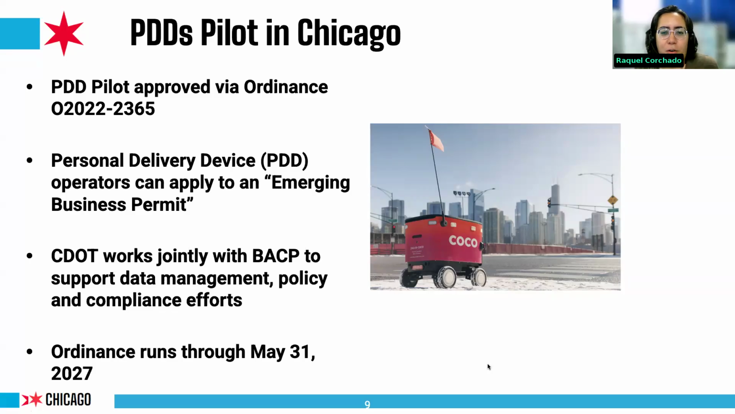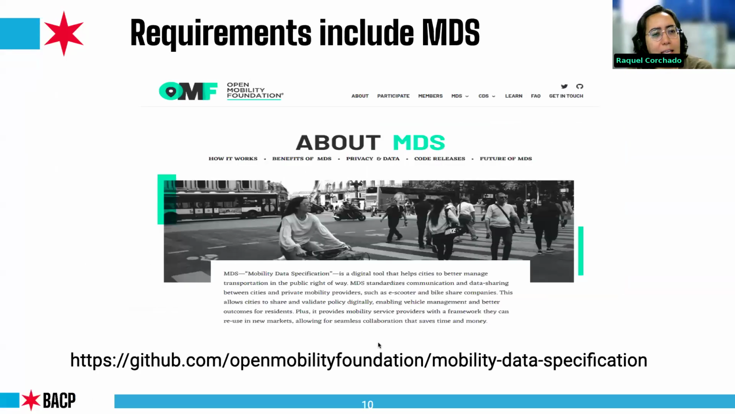So a little photo of Coco here in Chicago. Again, we started in the winter, so this is who we've started this pilot with. And I see that they're on the call as well. Yeah, we can go to the next slide.